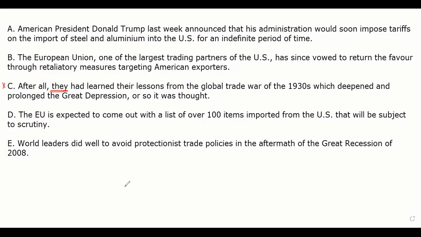D says the EU is expected to come out with a list of over 100 items imported from the US, which is subject to scrutiny. I'm not saying it is impossible to have D first, but there are better sentences. What is the context? We don't know which list, right? This is why D also is not appropriate as the first one.